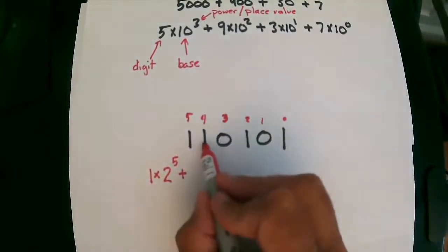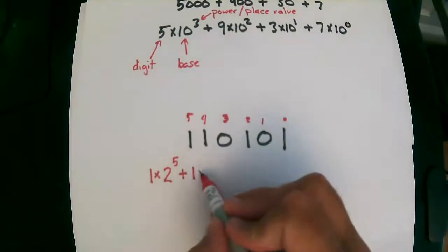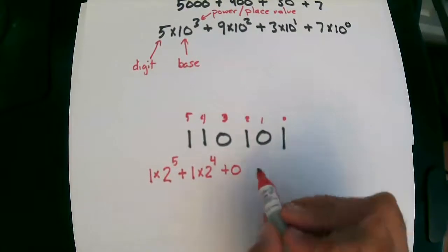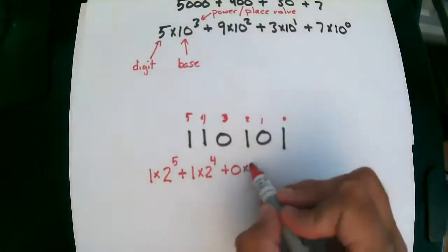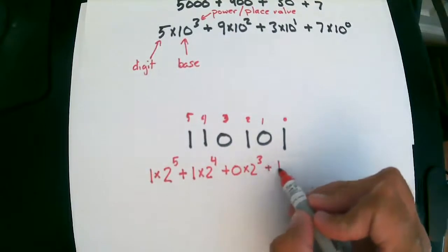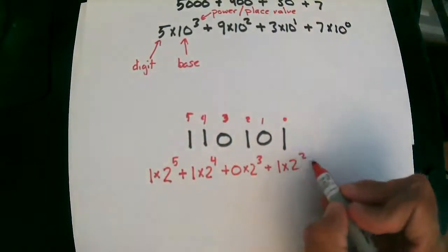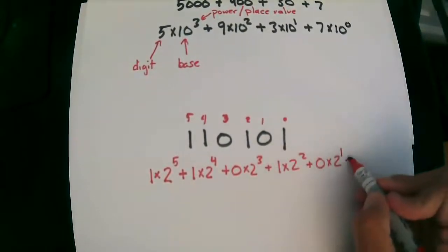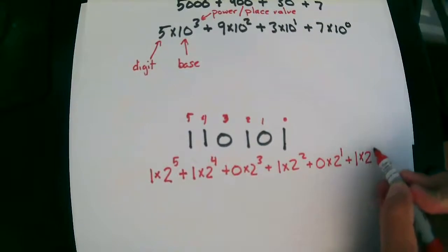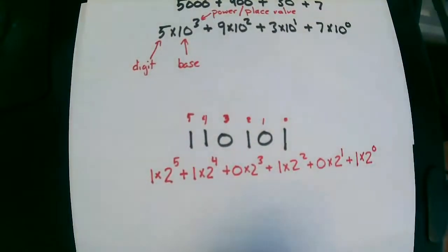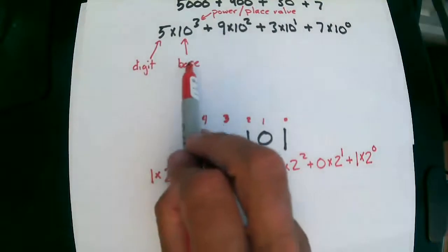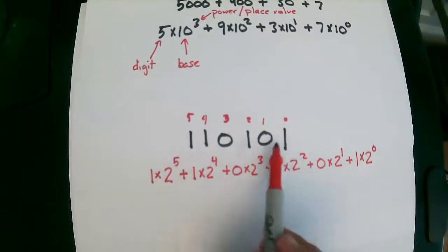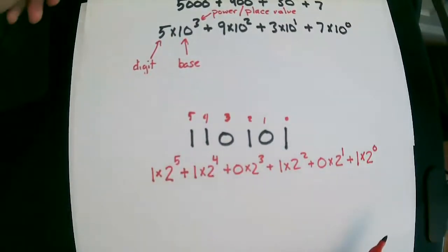And then I continue. So the digit I see here is a 1 times 2, because I'm in base 2, to the 4th. And then I have a 0 times 2 to the 3rd. And I have a 1 times 2 squared. And I have a 0 times 2 to the 1st. And I have a 1 times 2 to the 0th power. Okay, so same pattern: digit times the base that you're in, raised to an exponent that is related to the place value of the number.